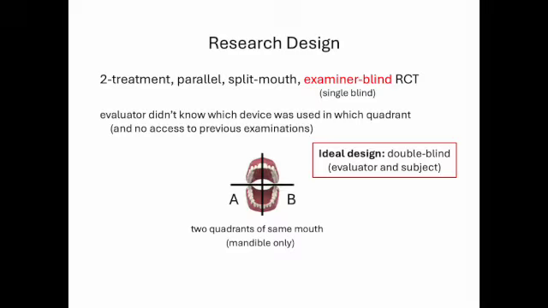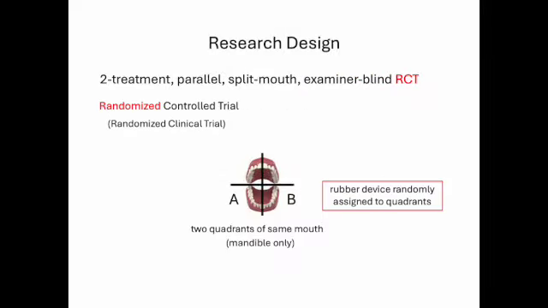So ideally, they don't know what device they're using either, but obviously you can tell the difference between nylon and rubber, so you know which one you're using. Couldn't do it in this particular case. And it's a randomized control trial because they're randomly assigned to which side they're going to have the rubber or the nylon.